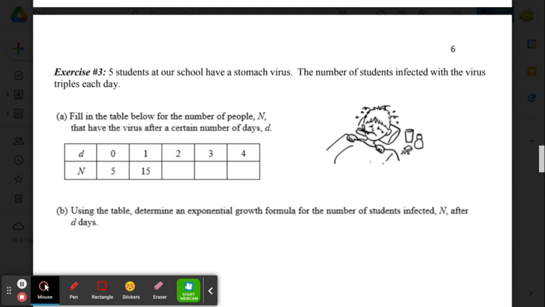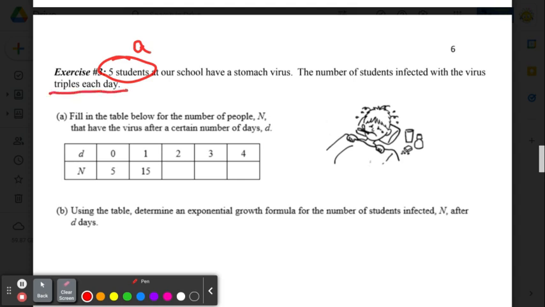So five students at our school have a stomach virus. The number of students infected with the virus triples each day. So we're starting with 5 students. That's our starting number. It's kind of like our A number. The number of students infected with the virus triples. There's our multiply rate. That's like our B number.